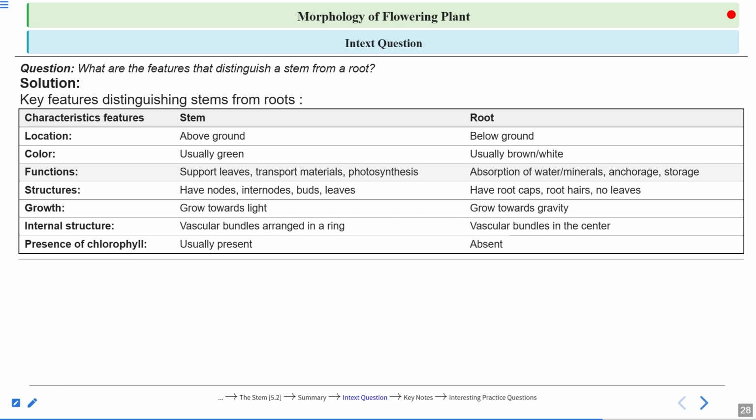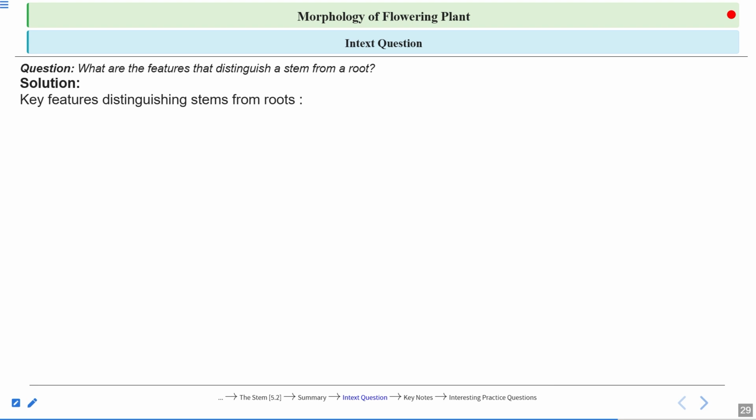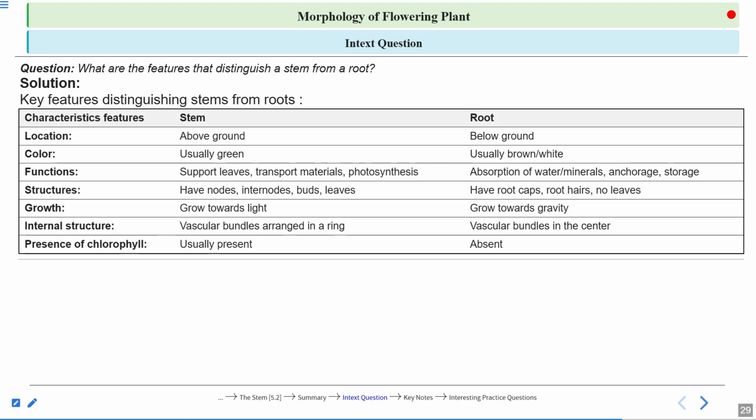Internal structure: in stems, the vascular bundles are arranged in a ring form. Here, in roots, the vascular bundles are in the center only. So anatomically, they are very, very different. We will see this when we study the anatomy of flowering plants. Chlorophyll is usually present in stems, but roots do not have any chlorophyll. These are the key features distinguishing stems from roots. This we have already discussed.